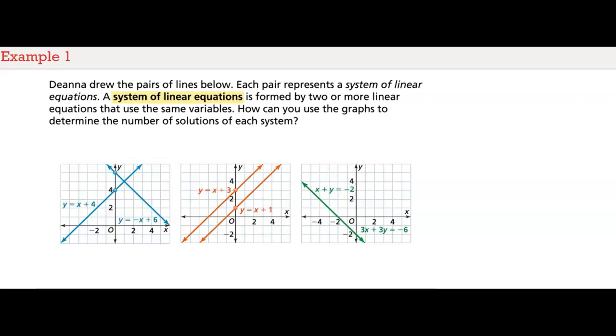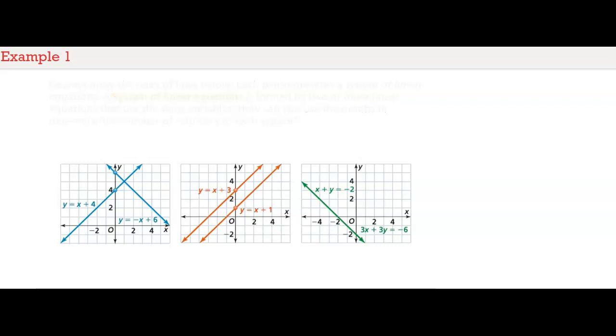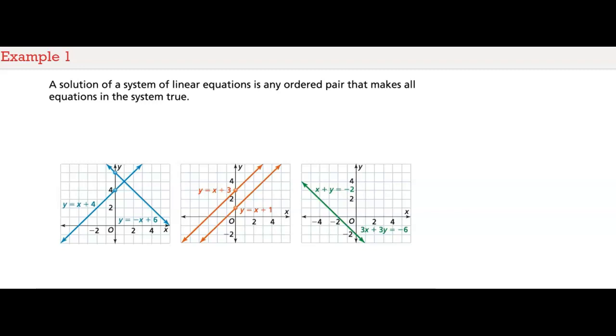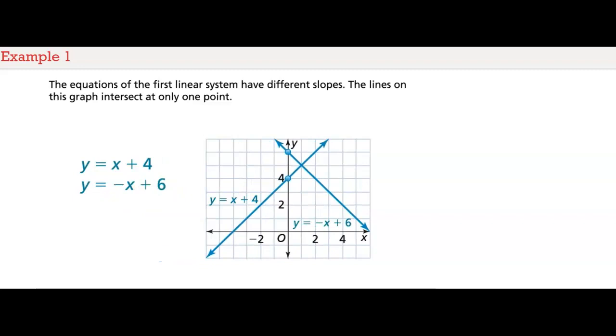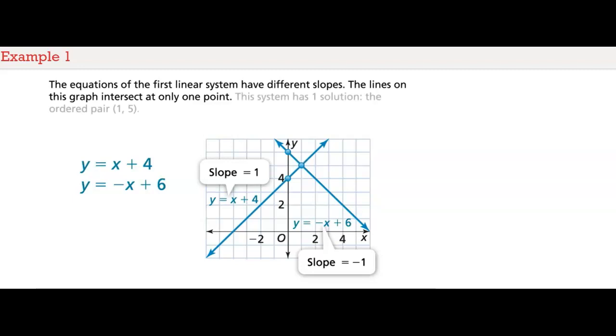How can you use the graphs to determine the number of solutions of each system? A solution of a system of linear equations is any ordered pair that makes all equations in the system true. The equations of the first linear system have different slopes. The lines on this graph intersect at only one point. The system has one solution, the ordered pair (1, 5), or x equals 1 and y equals 5.